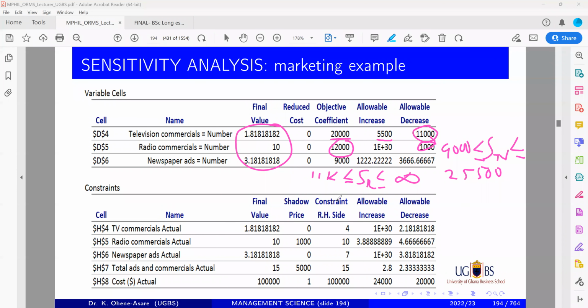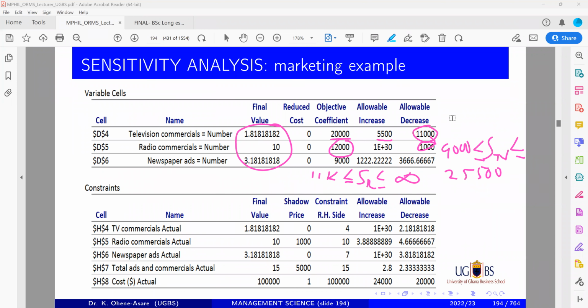So what it means is that your radio can reach as many people as you can, but you should not come below 11,000 people. And as long as that is happening, your optimal solution of 10 radio commercials will not change. In fact, the optimal solution of 10 radio commercials, 3.18 newspaper ads and 1.8 TV commercials, all of them, that optimal solution will not change. So you should note that. That is a key point regarding this sensitivity.